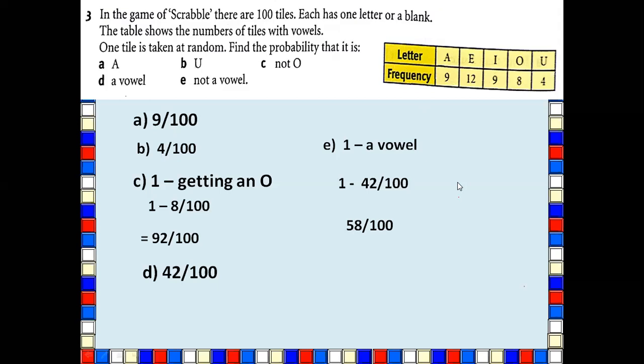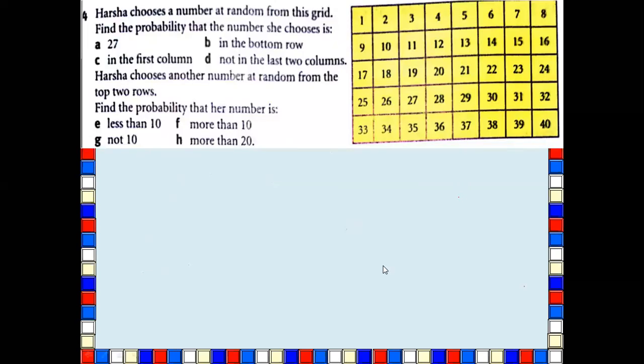Thank you. Welcome. So let's go to question 4. You're gonna start solving in this question. I'm gonna choose from you. Now, Harsha chooses a number at random from this grid. So as you see in this grid, we have all the numbers from 1 to 40. Find the probability that the number she chooses is 27.